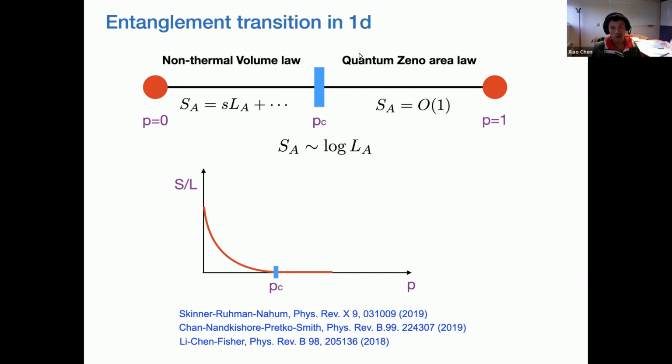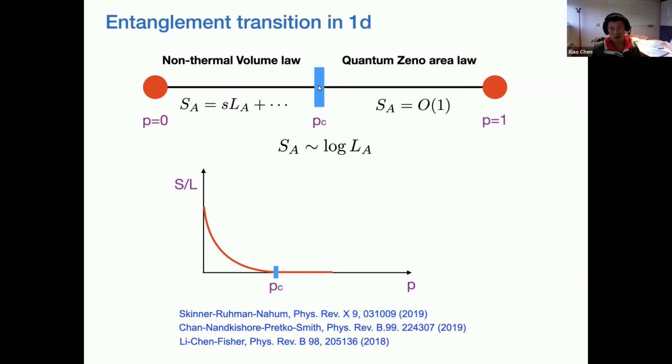Another phase is this area law phase. When the measurement rate is large, the system cannot maintain volume law entanglement anymore, and will become an area law, disentangled state. So there is a transition between them, and in particular around this pc, there's some interesting quantum criticality, because this transition for the generic case is a continuous phase transition.